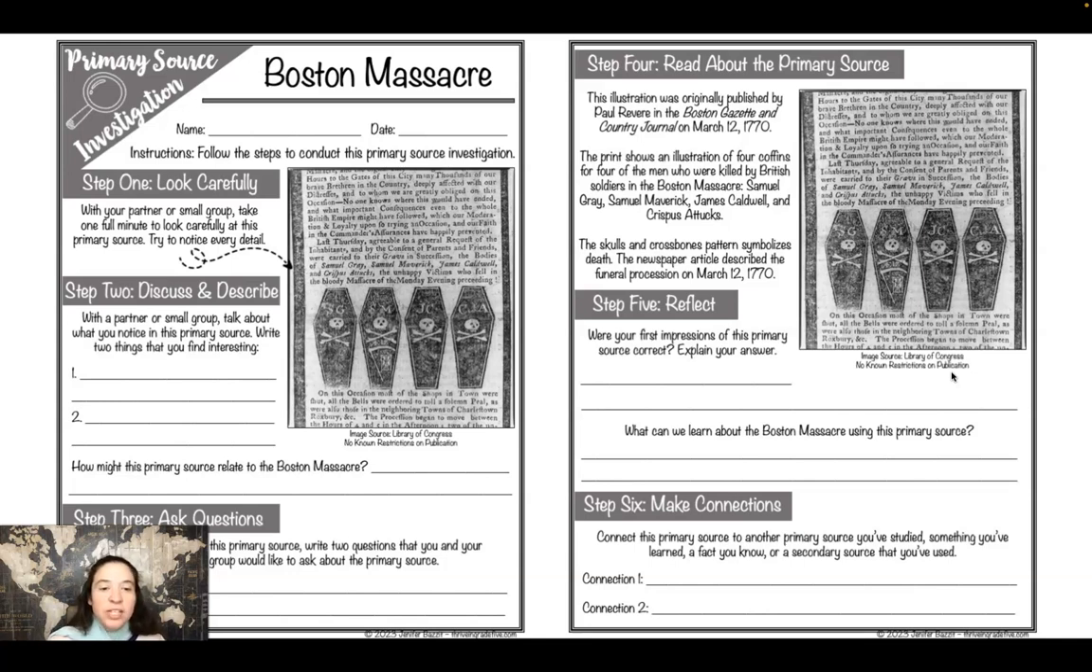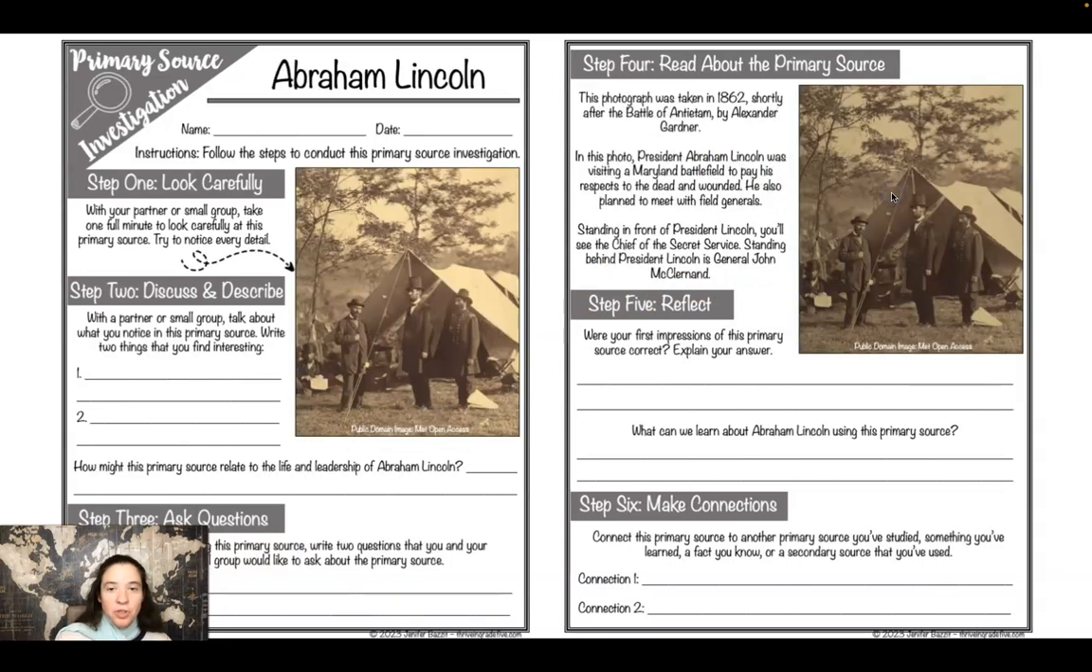This is a primary resource on the Boston Massacre, and this uses method one. Students just have to follow the steps. You'll do front to back. On the front side, they are looking at the source. They're discussing and describing it. They're trying to figure out how it might relate to the Boston Massacre. They're asking questions. And then on the back side, they find out what this primary source was. They reflect and make connections. So there's two of these in your downloads.